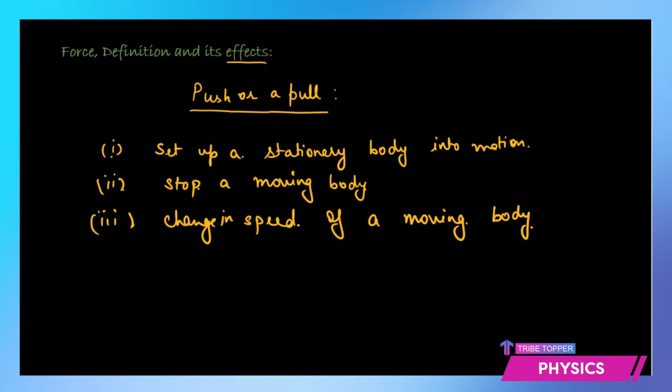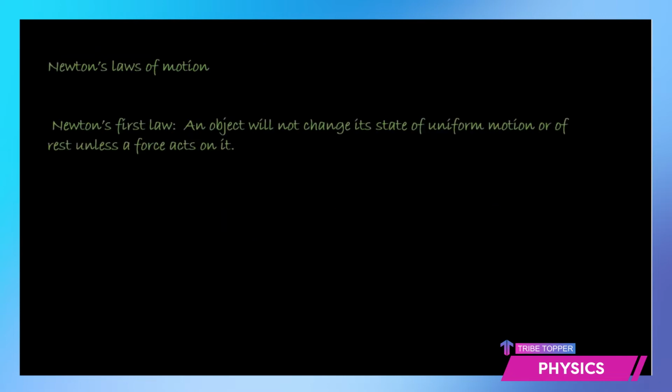Newton, in order to explain the relations between how a force is applied and how the speed and motion change, established three laws which we call Newton's laws of motion. So let's discuss Newton's laws. The first law says that an object will not change its state of uniform motion or its state of rest unless a force acts on it.